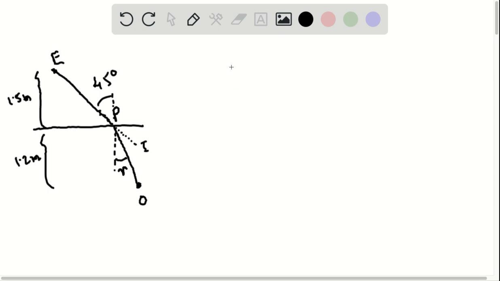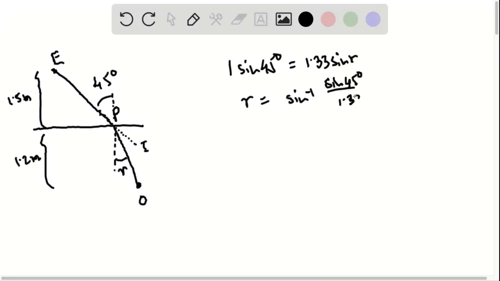This is given by n air sine 45 degree equals 1.33 n water sine r. So we find r equals sine inverse of sine 45 degree divided by 1.33, which equals 32.11 degree.